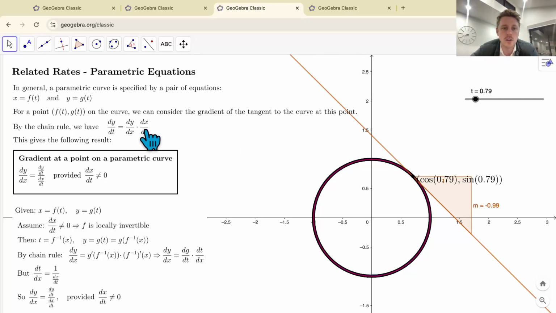So again, just to reiterate, what we could do is apply this. You could find dy/dt at t equals pi on 4, and you could find dx/dt at t equals pi on 4, and you should get -1 as your answer if you apply this formula.